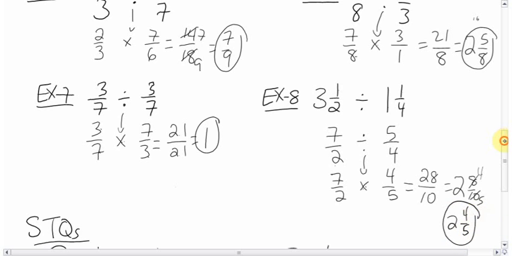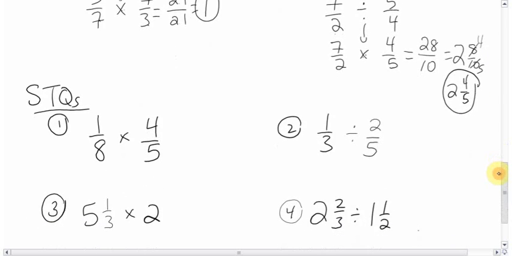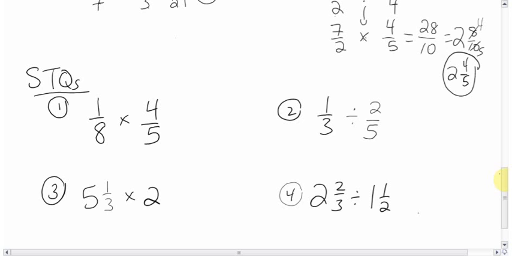Okay, that is multiplying, dividing. Here's your practice questions, skill testing questions. When you're done, show them to me.